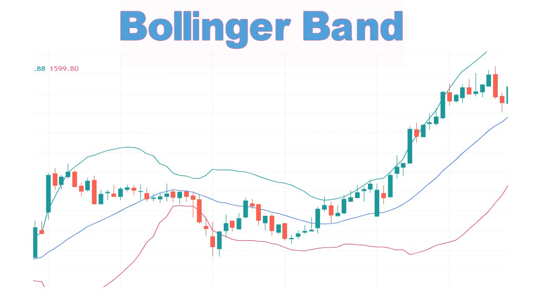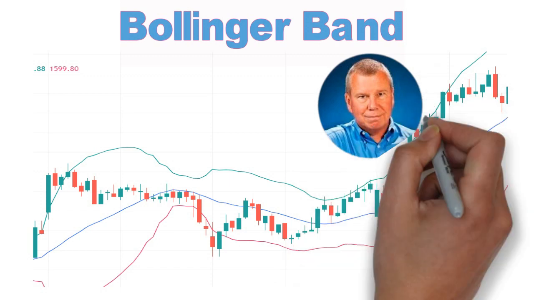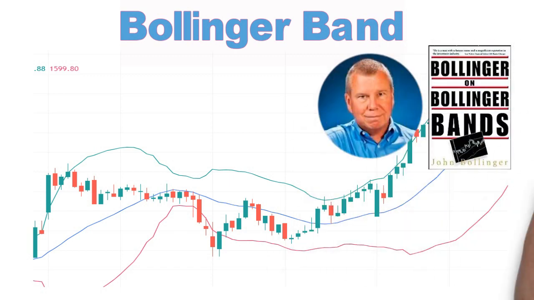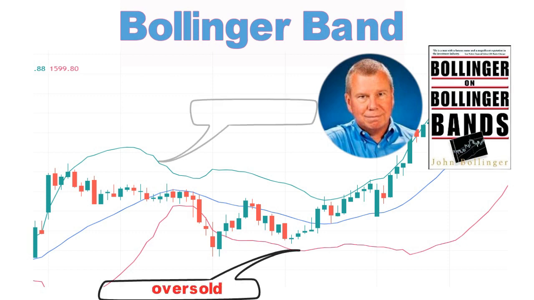It was developed by John Bollinger, and he also wrote a book called Bollinger on Bollinger Bands. I surely recommend reading it. He invented this indicator to find oversold and overbought areas. And personally, I also like this indicator very much because I learned it very deeply.